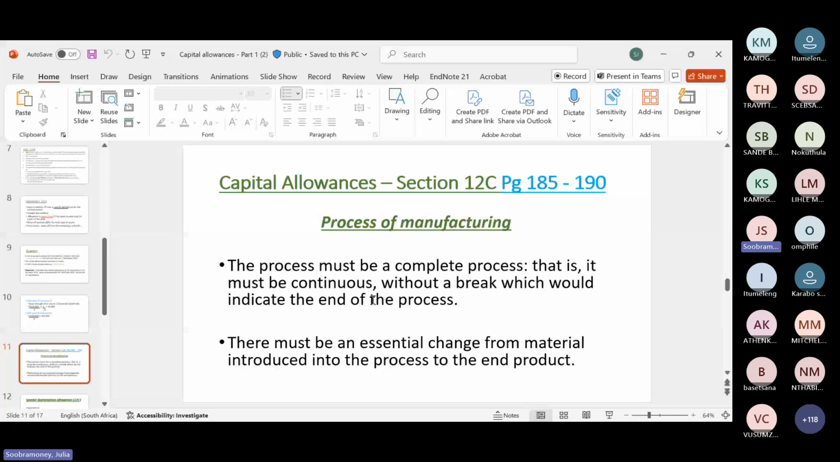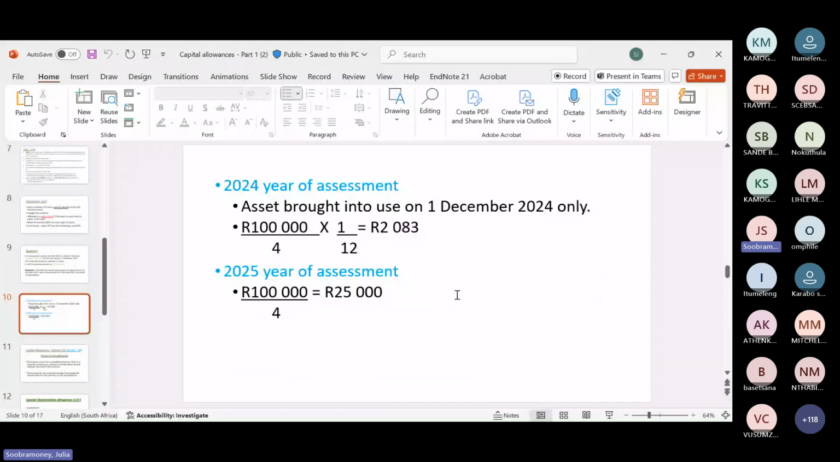Section 11E is only for movable assets, okay, that are not used in the process of manufacturing. So that is a long list. Laptop, desk, chairs, microwave, it can go on. Whatever is a movable asset in your company that is not used in the process of manufacturing is a Section 11E allowance.